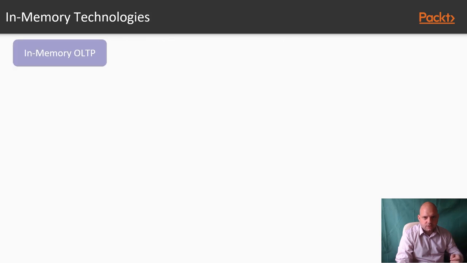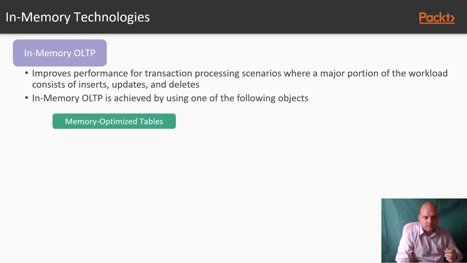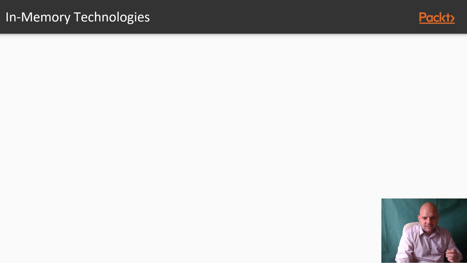Let's talk about these briefly. As the name suggests, in-memory OLTP improves performance for transaction processing scenarios where the major portion of the workload consists of inserts, updates, and deletes. In-memory OLTP, or online transaction processing, is achieved by using one of the following objects: memory optimized tables and natively compiled stored procedures. Memory optimized tables are used to store data in memory.